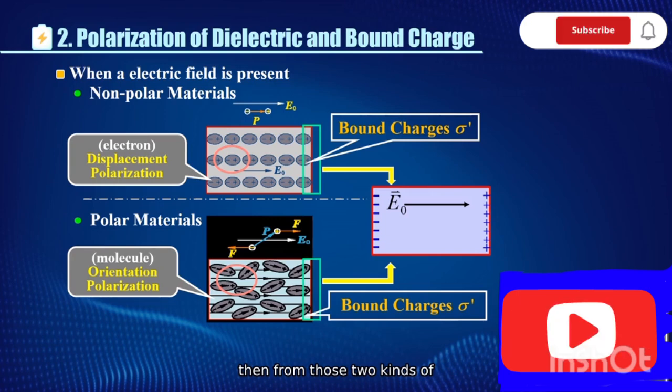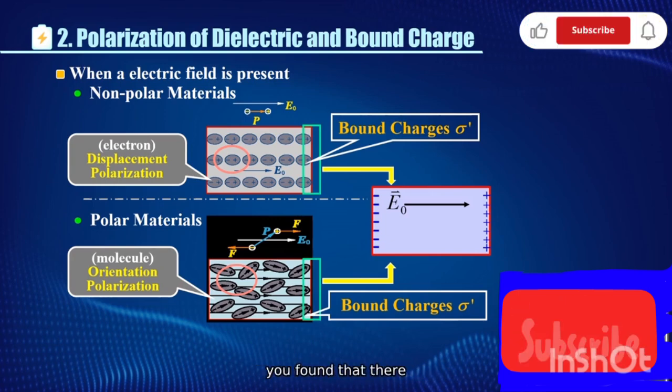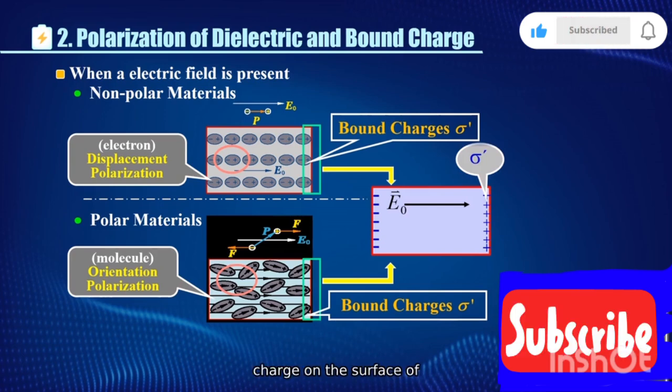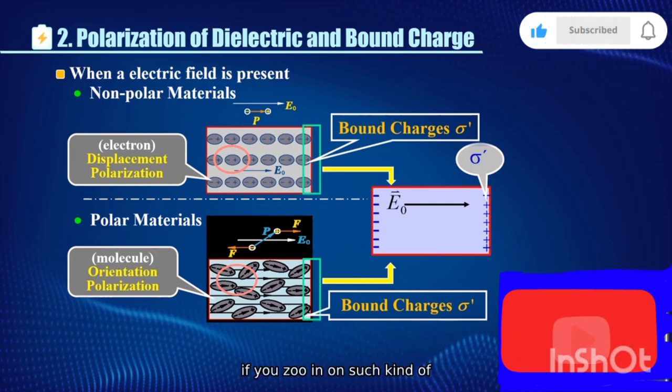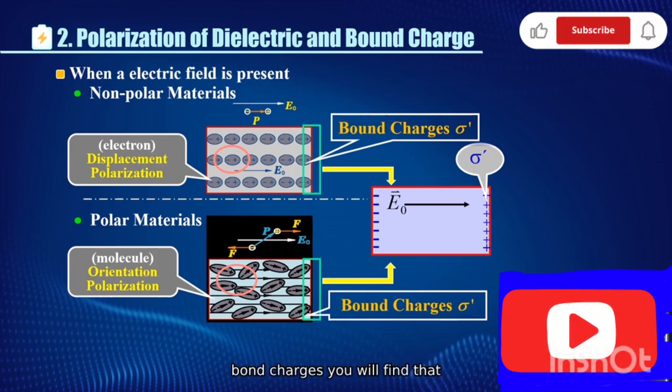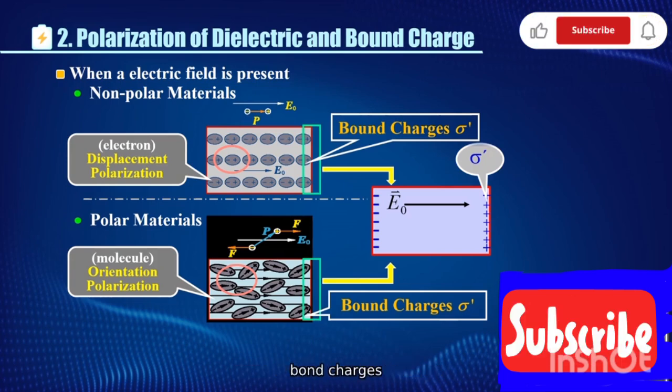Then, from those two kinds of polarization procedure, you will find that there should be a bound charge on the surface of the material. If you zoom in on such bound charges, you will find that the electric field caused by these bound charges will be in the opposite direction of the external original field.